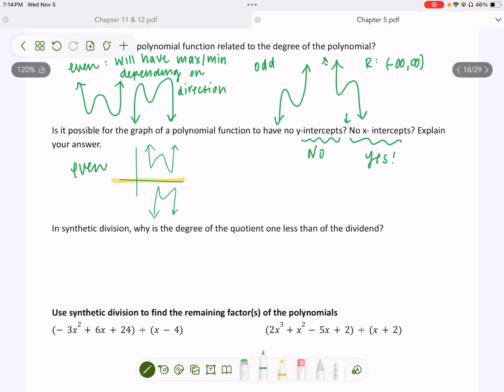Finally, in synthetic division, why is the quotient 1 less than the dividend? As discussed earlier, when you are dividing out an x, you're essentially subtracting the powers. So if this was a power of 4 over x, we would end up with x cubed. Those powers are subtracting. Okay, that's why.